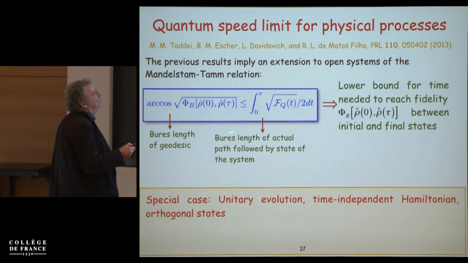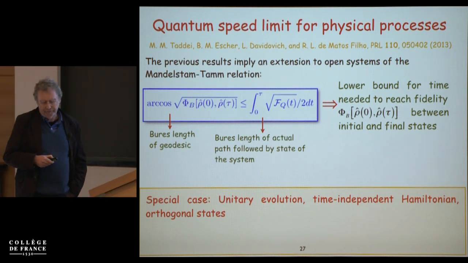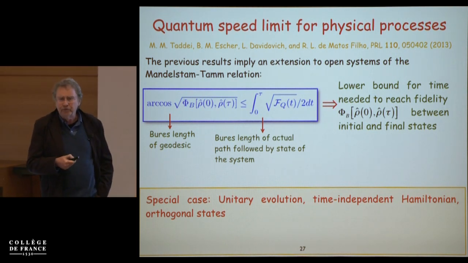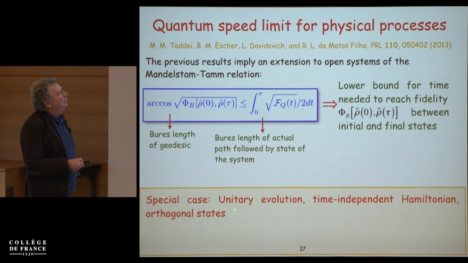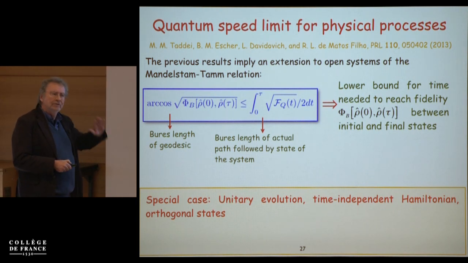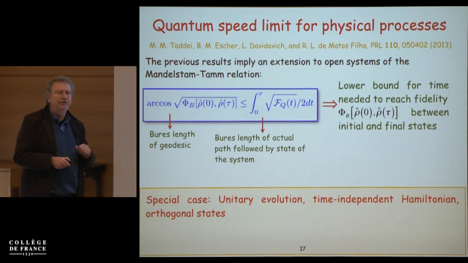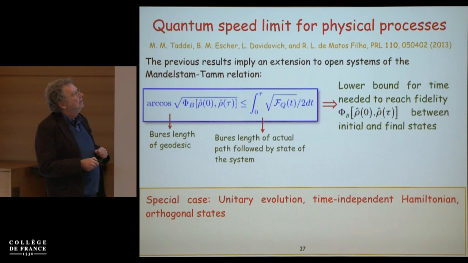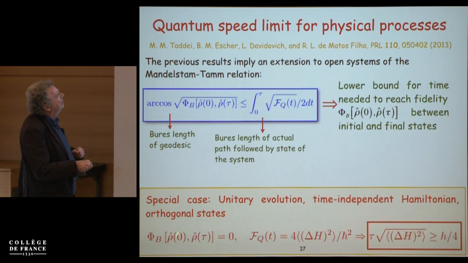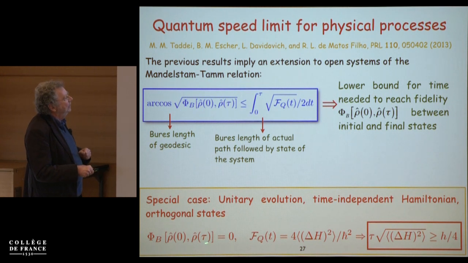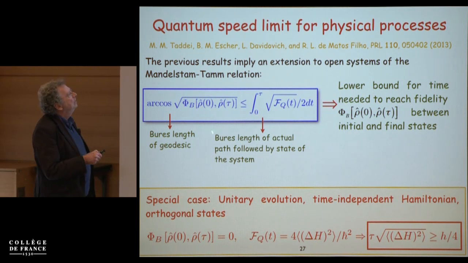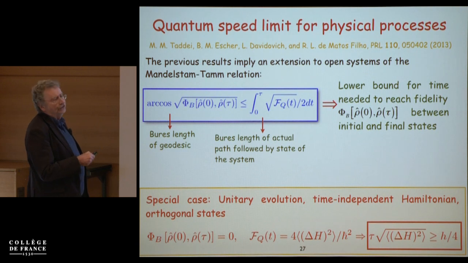Now, in order to see how this relates to the previous expressions, let us consider a special case. So we consider now some unitary evolution, just the simplest possible case, time-independent Hamiltonian, and suppose the final state is orthogonal to the initial one. Now, if we do that, then the fidelity between the initial and the final state is 0 because they are orthogonal. So this is going to be 0. Arccosine of 0 is pi over 2. So this side will give me pi over 2.